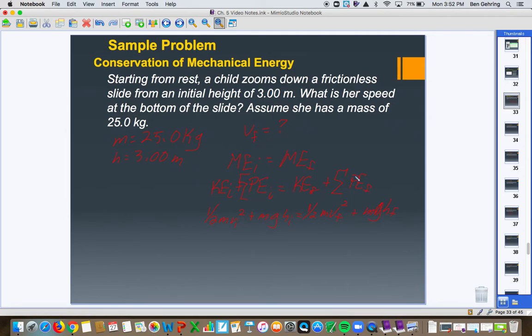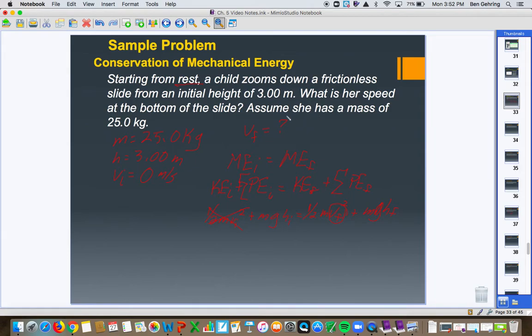Okay, so I'm trying to find her speed at the bottom of the slide. I'm trying to find this VF. That's my goal. Now, when she's at the top, notice she starts from rest, which means my VI is going to be 0. Because VI is 0, that means that my kinetic energy is going to be 0. So in most cases, one of them is going to be 0, either your kinetic or your potential. Not always, but a lot of times. So I know that my kinetic is going to be 0.